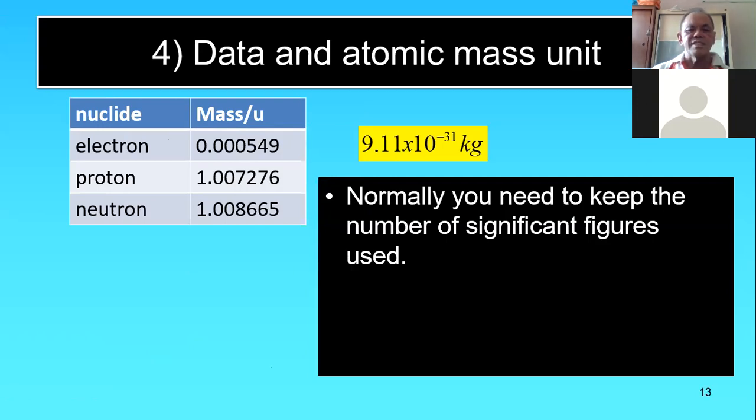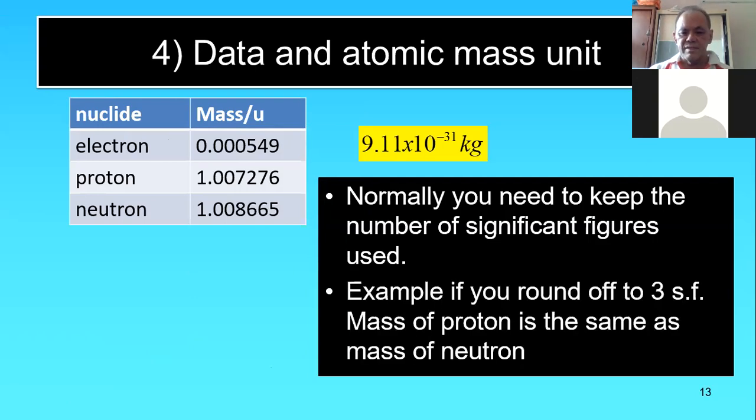You have to keep the number of significant figures that's given; you cannot round it off. If you round it off, for example, to 3 decimal places or 2 decimal places, then you'll find proton and neutron have the same mass. Okay, because there's a slight difference between the mass of proton and the mass of neutron. That's the reason why we have to go to so many significant figures.